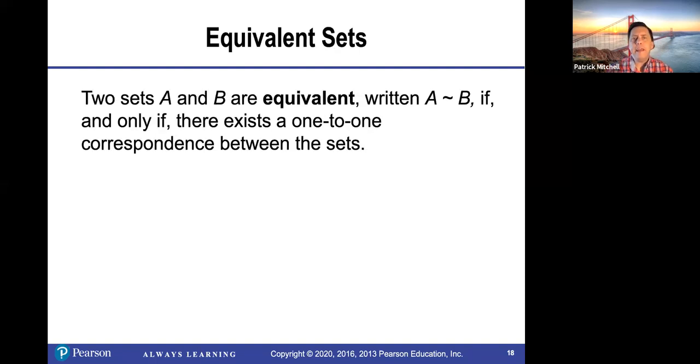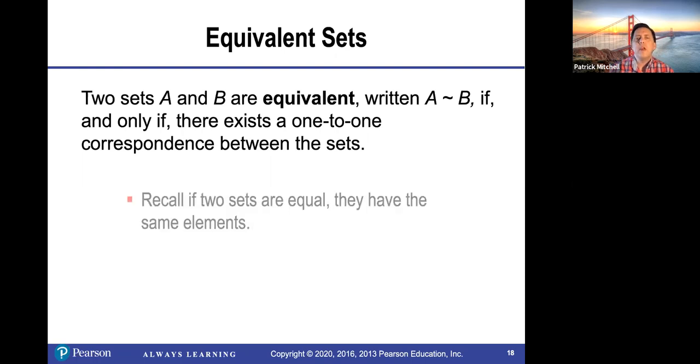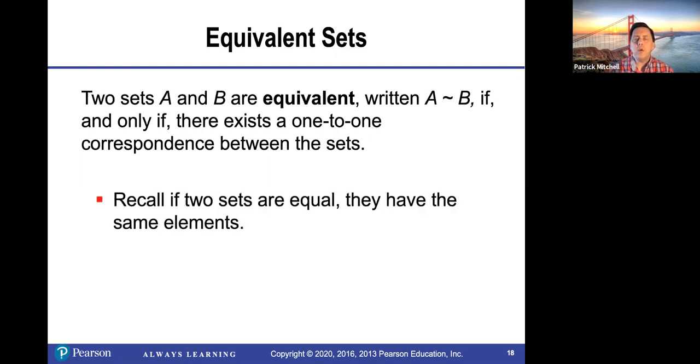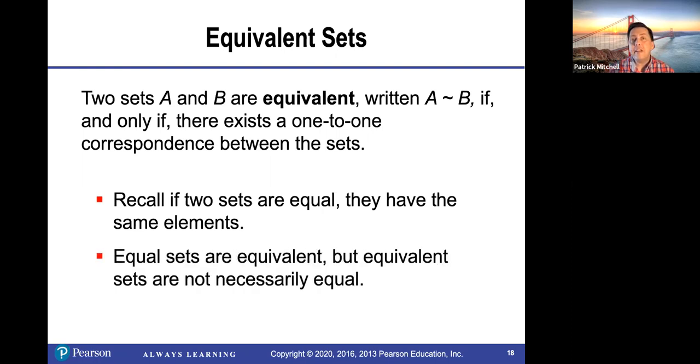All right, equivalent sets. 2 sets A and B are equivalent, which is written like this with the little squiggle, if and only if there exists a one-to-one correspondence between the sets. Recall that if 2 sets are equal, they have exactly the same elements, which means that equal sets are automatically also equivalent, right? Because you could just match, let's say ABC, ABC, just match A with A, B with B, C with C, okay?